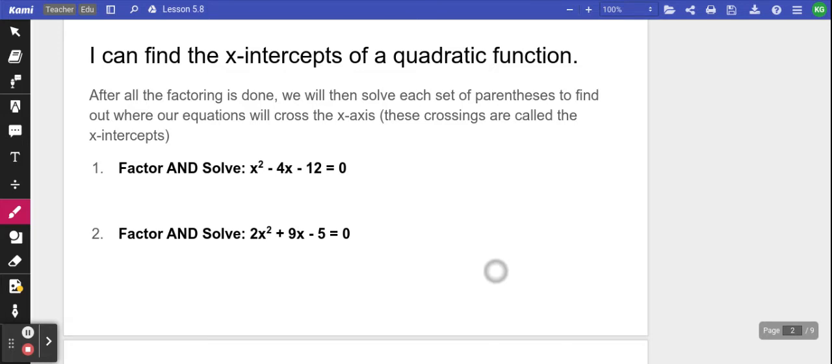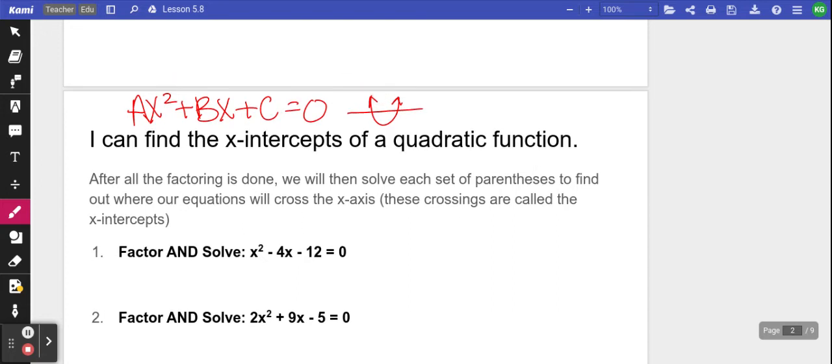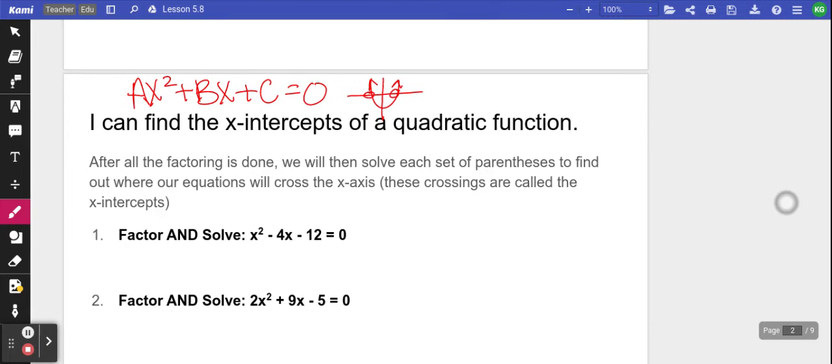So remember, in our quadratics, the shape of those quadratics is a parabola. And when we are solving by factoring, we are actually solving for these x-intercepts here.